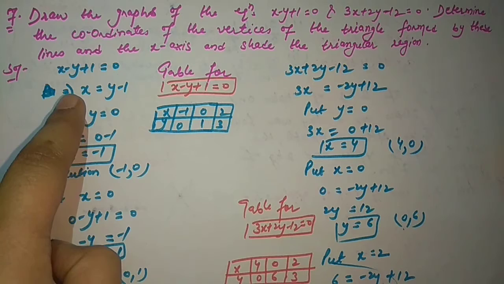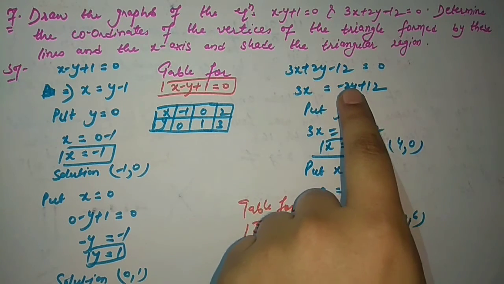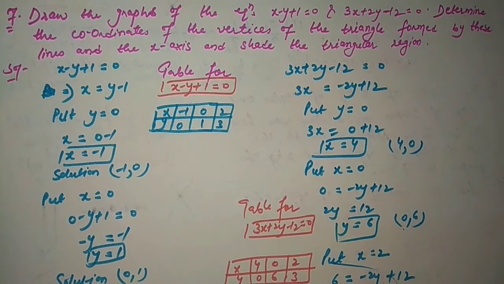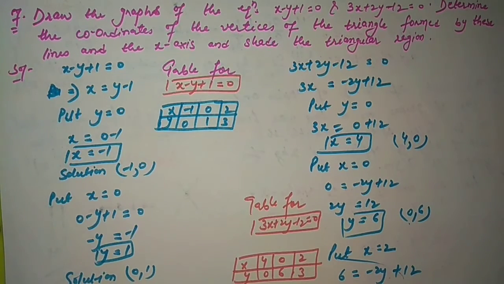These are x minus y plus 1 equal to 0 and next is 3x plus 2y minus 12 is equal to 0. So how to draw the graph is first make the table. And how to make the table? After finding the solution. So to find the solution we have to let the value of one of the variables and then find the value of another variable.